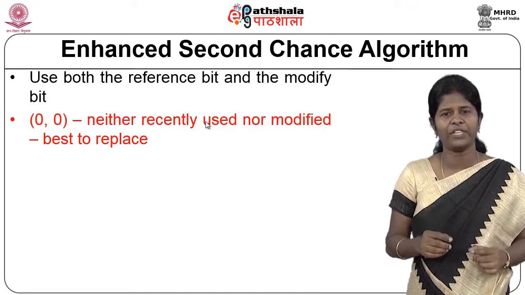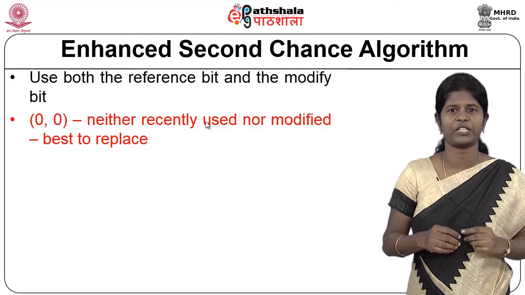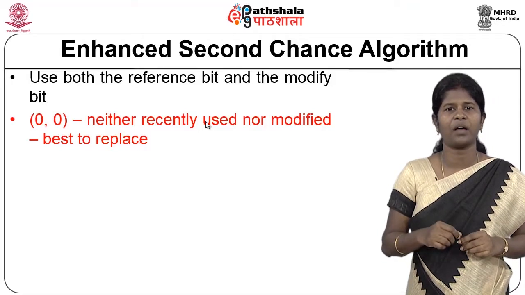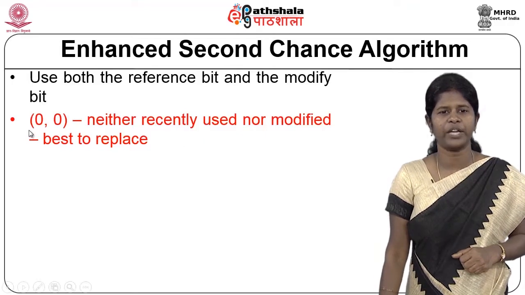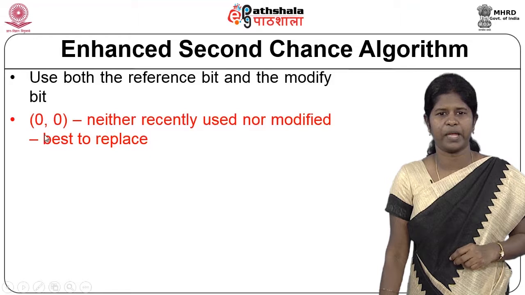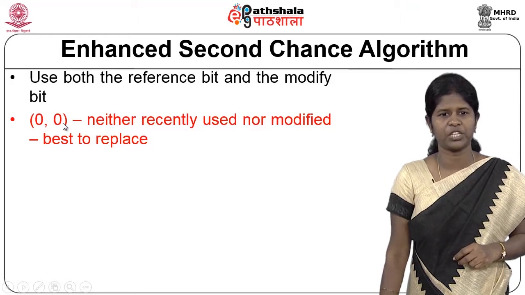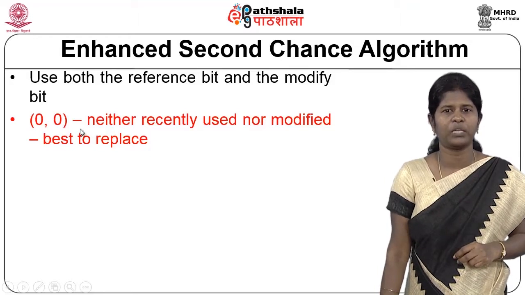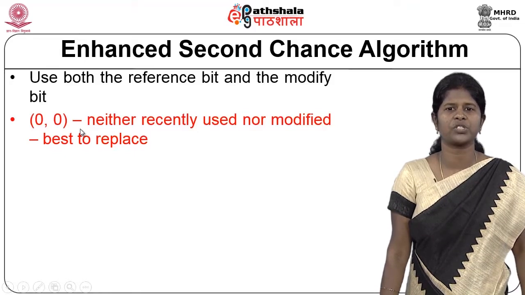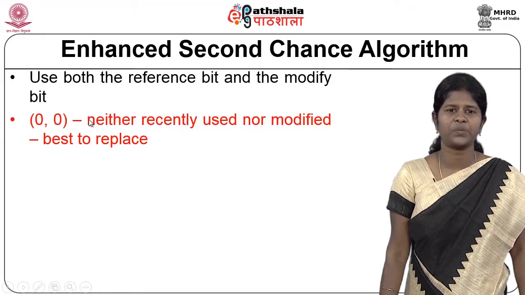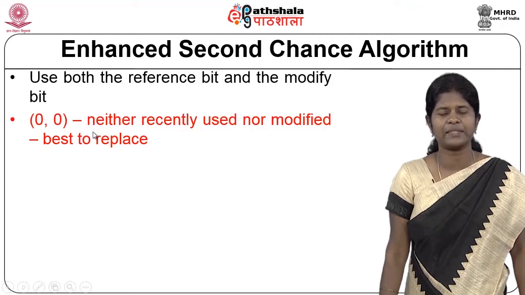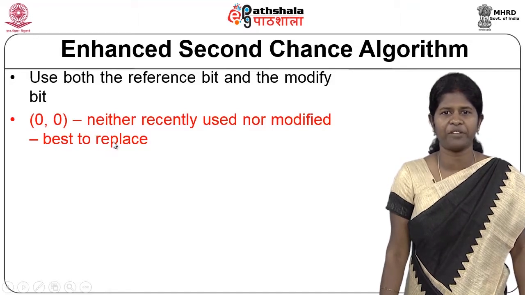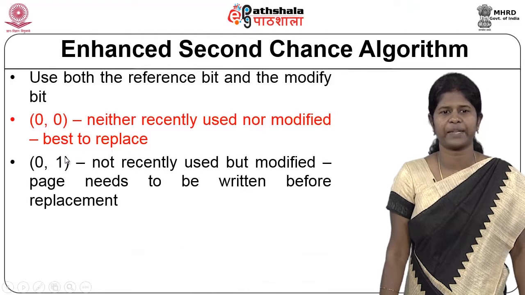So, you have this modify bit along with the reference bit to decide which page is the best page to be replaced. If the reference bit and the modify bit are both 0, it means that the page was not modified as well as not referred to recently. So, this is the best page which can be chosen for replacement. It was neither modified, nor used recently.